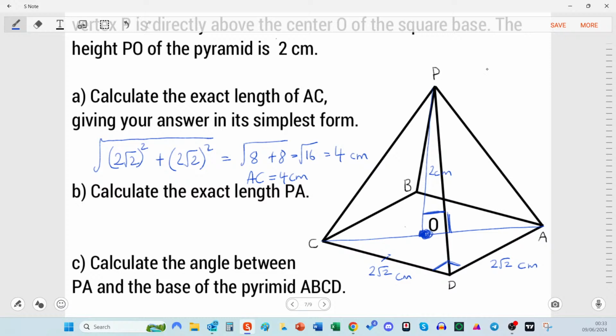AC. So if we drew ourselves another little diagram where we had P at the top, O at the bottom there, and then A on the right. This base would be half of the 4, which is 2. The height we've already been given is 2. And we want the length AP, or PA. So it's going to be Pythagoras again. 2 squared plus 2 squared, square rooted. That's 4 plus 4, that's the square root of 8.